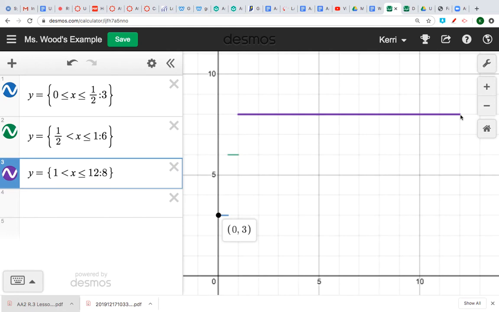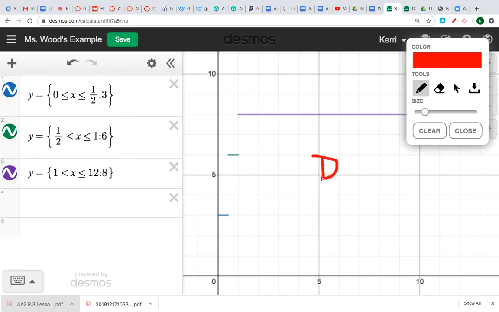So my domain is going to be from 0 to 12. Now the range. What is the lowest y value? 3. What is the highest y value? It is 8. Now my question for you is, is it everything in the middle?